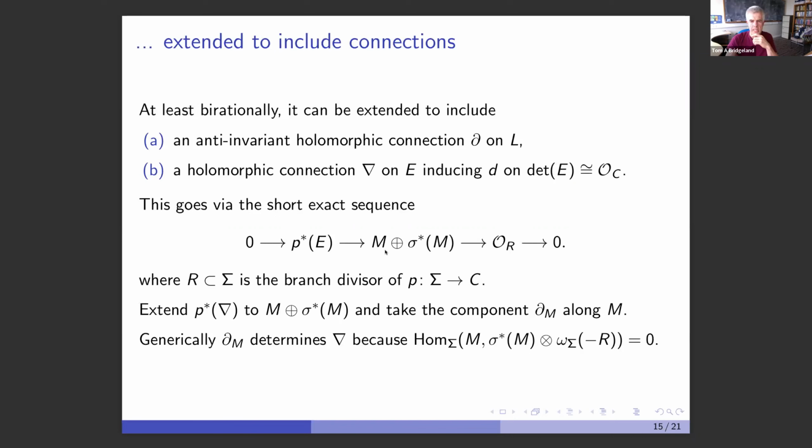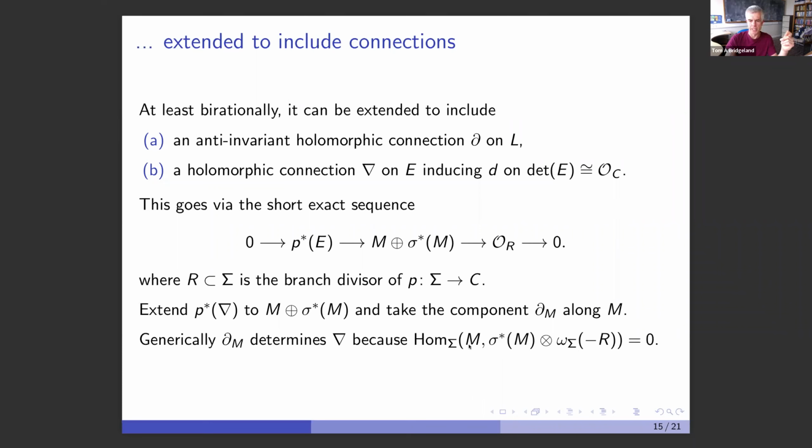And then the point is, could I go back again? I only took this component along M. Does that actually determine the whole connection? Well, the component along sigma star M will just be the image under sigma, because this connection is invariant because it's pulled back. But what you worry about is the off diagonal terms in this connection. And they are maps from N to sigma star N tensor omega sigma. And you can show that they vanish, or rather, the difference between any two vanishes along the R.